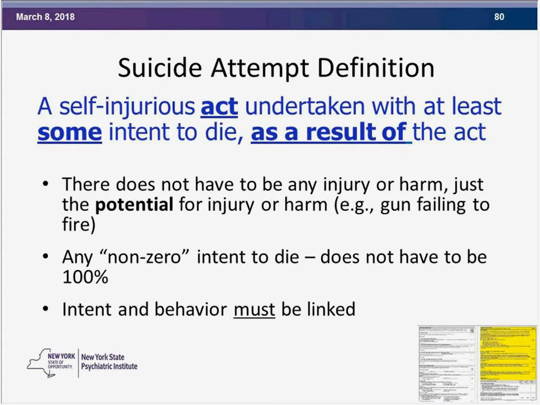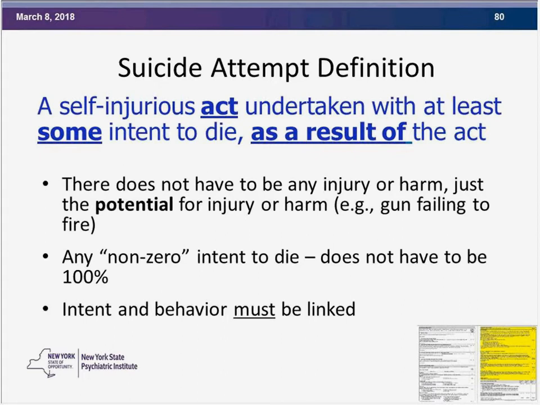The second part being at least some intent to die, where some is the important word. As long as their intent is non-zero, but it does not have to be 100%. You know, often people have mixed motives when they make a suicide attempt, but as long as a little part of them wants to die when they do it, then it elevates to a suicide attempt. So you can ask somebody, did you ever try to kill yourself before? And they'll say, not really. But if you follow up with, well, when you were cutting yourself, did any part of you want to die? If they say, yeah, I guess a little bit of me wanted to die, then that elevates it to an attempt.